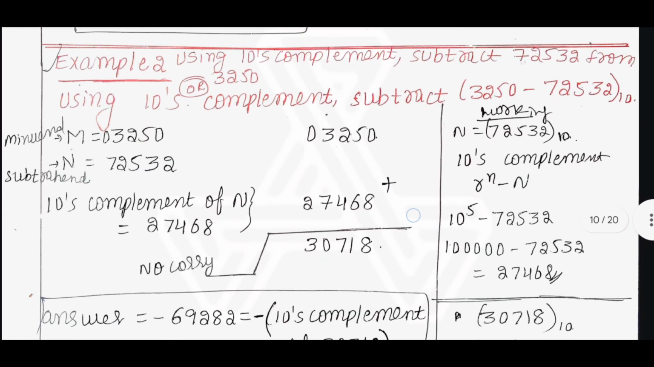Using tens complement, subtract 72532 from 3250. That's already done. Using tens complement, subtract this.